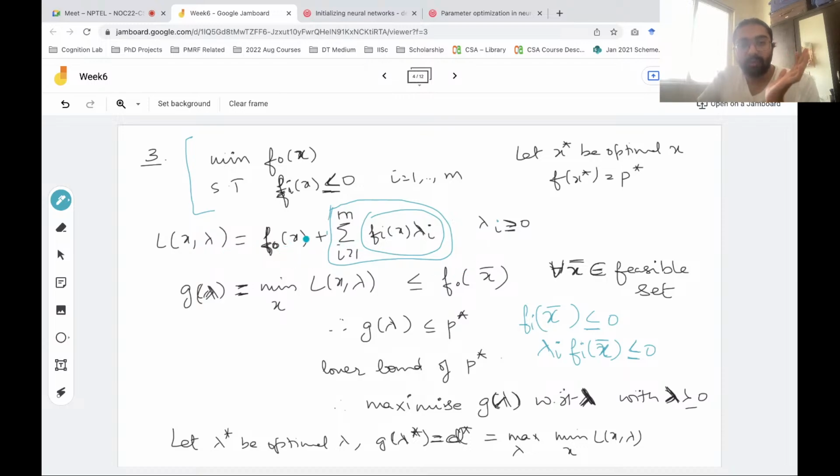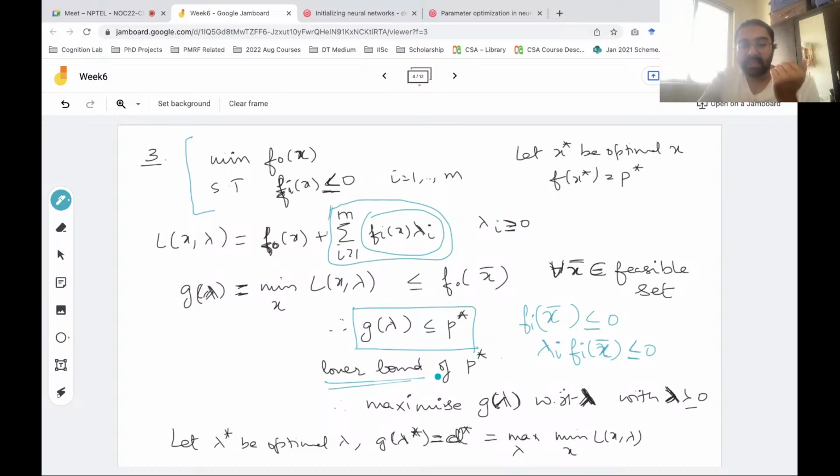At x bar. So therefore, whatever I've defined here, g of lambda will be less than or equal to f naught of x bar. Now, I'm saying that x star is the optimal x, optimal in the sense of optimal solution. So x star also has to satisfy all the constraints. That is, x star also belongs to this feasible set. So therefore, I can write something like this. Does this make sense? Yes. Good. So what I'm saying is I have a g of lambda function which is less than or equal to the p star. So I have basically constructed a lower bound on the optimal value. That is what I've done till now, right?